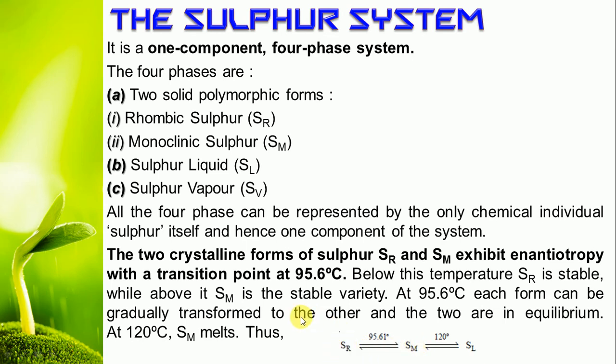So it is a temperature that converts the rhombic sulfur, one crystalline form of sulfur, into another crystalline form of sulfur, which is known as monoclinic sulfur, at 95.6 degrees Celsius. At this temperature, they show enantiotropy. Rhombic sulfur and monoclinic sulfur exhibit enantiotropy. Enantiotropy indicates the temperature that converts one crystalline form into another crystalline form.